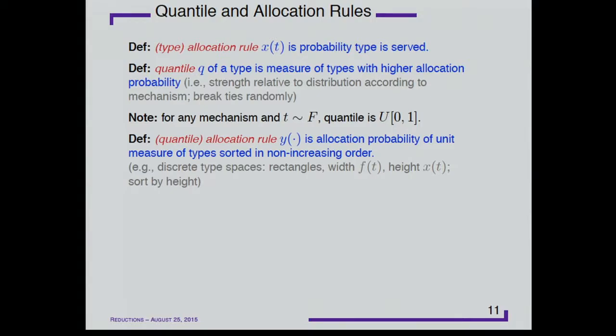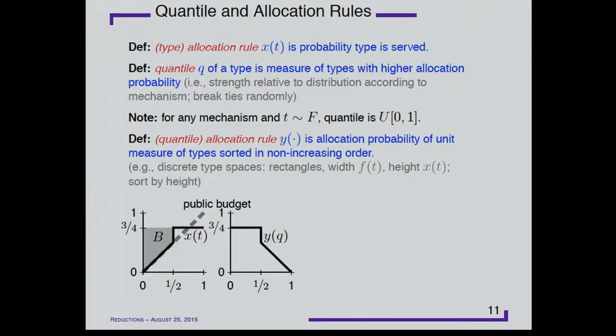Okay? For discrete type spaces, it's very intuitive. Okay? For discrete type spaces, make a rectangle with width the probability the type shows up and height the probability the type is served. You take those rectangles and you sort them in decreasing order, and the top profile will be an allocation rule. Okay? This is the allocation rule in general for a mechanism in quantile space. Okay, let's do some examples.